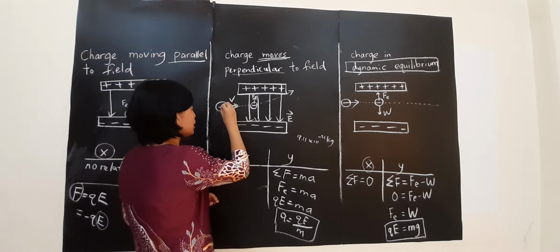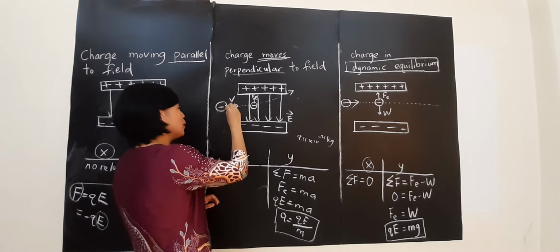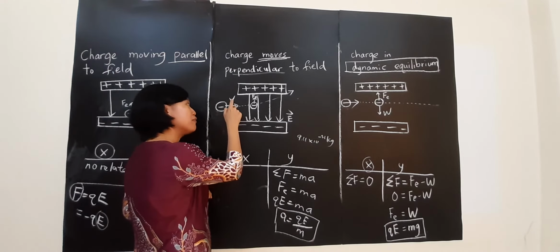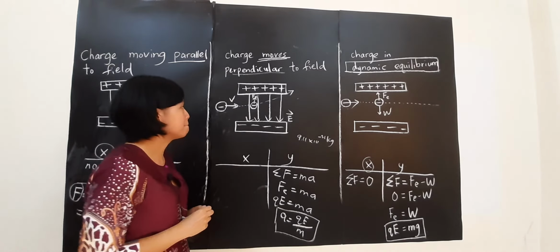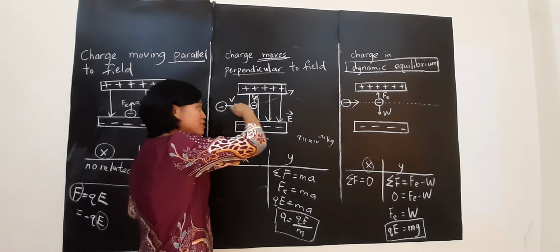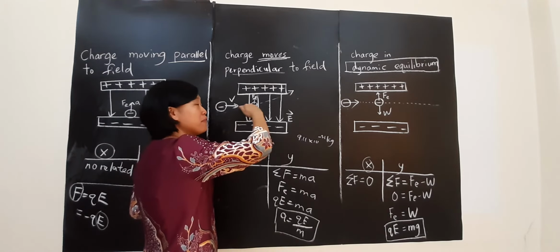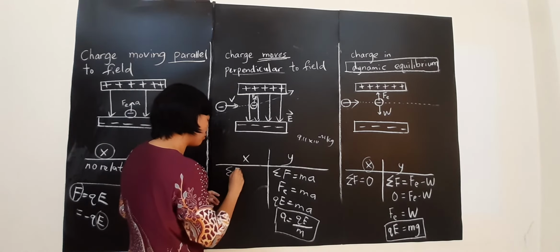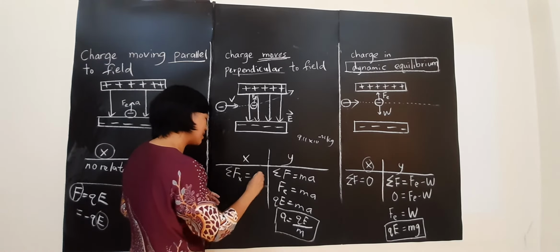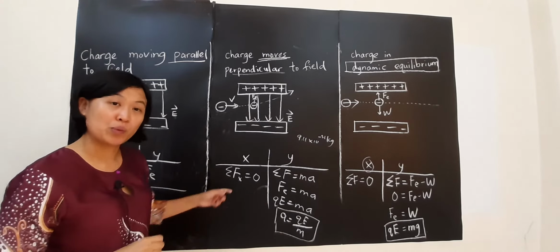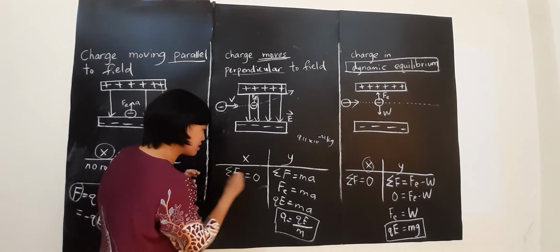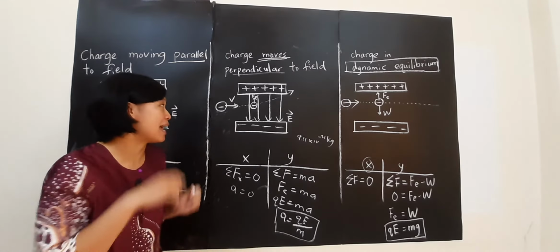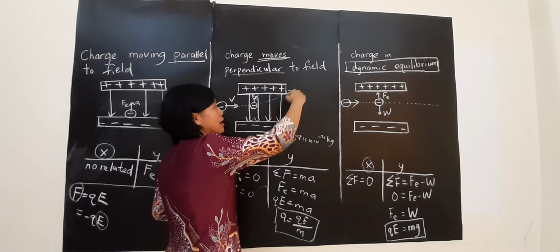And for the x component, how about that? There is a velocity in the x component, but for the x component there is no force acting on the electron. So the resultant force for the x component in this case is 0. If the resultant force is 0, in other words a is also 0 here. And this is the parabolic shape.